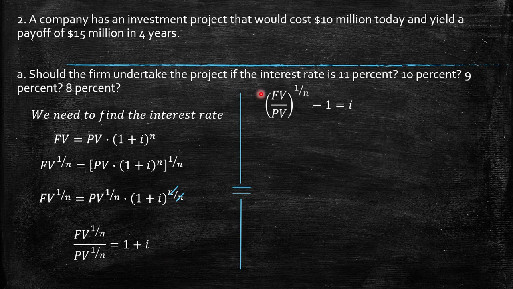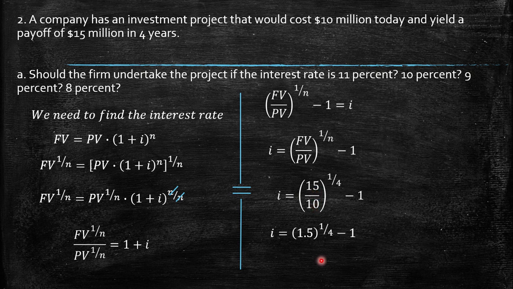You can collect a little bit better, or just to order, because these two are elevated to the same power, which is 1 over n, so you can take both: final value over present value elevated to 1 over n, minus 1, and this should be exactly equal to the interest rate. Just for order, it should be better to have our variable in the left part, but it's exactly the same. I just replace the values, which are 15 and 10. They are millions, so it doesn't matter, I can put it that way.